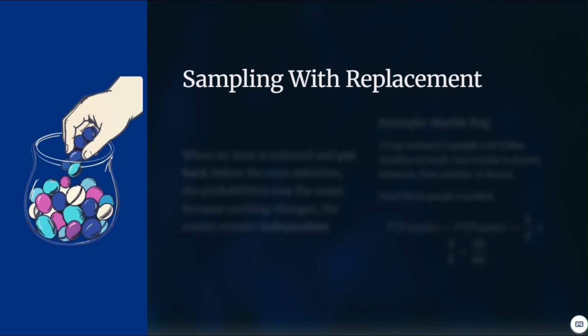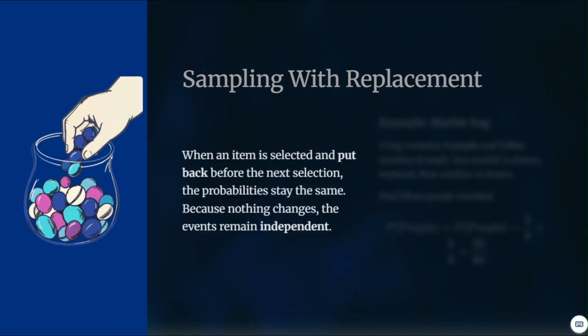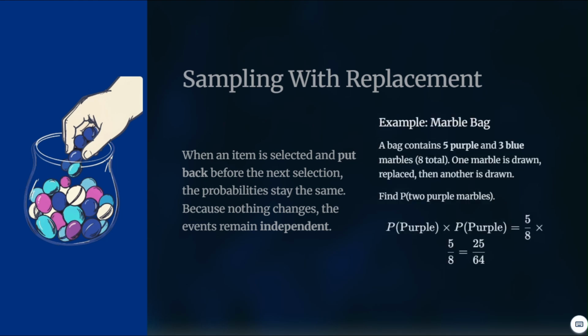Let's now discuss sampling with replacement. When an item is selected and put back before the next selection, the probabilities stay the same. Because nothing changes, the events remain independent. For example, a bag contains 5 purple and 3 blue marbles, so 8 in total. One marble is drawn, replaced, that means put back into the bag, and then another is drawn. We want to find the probability of getting 2 purple marbles.